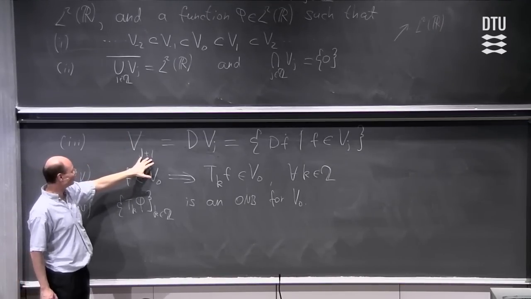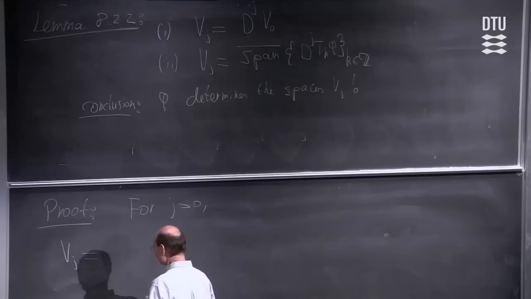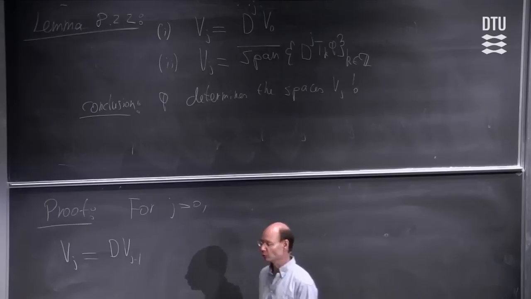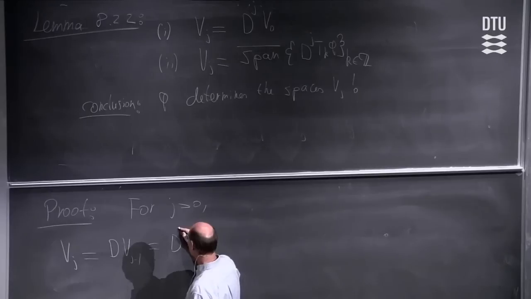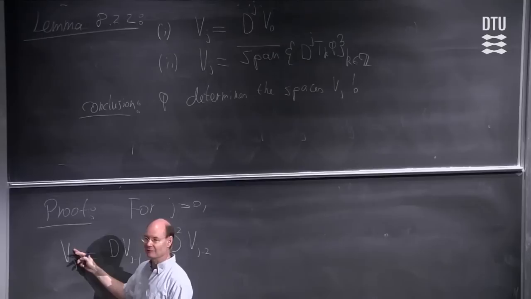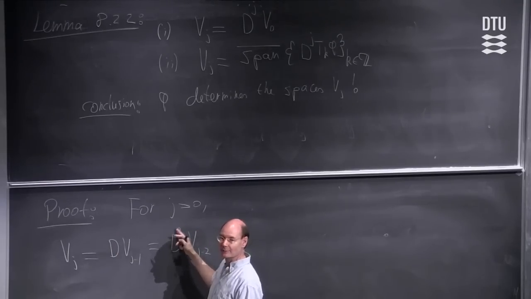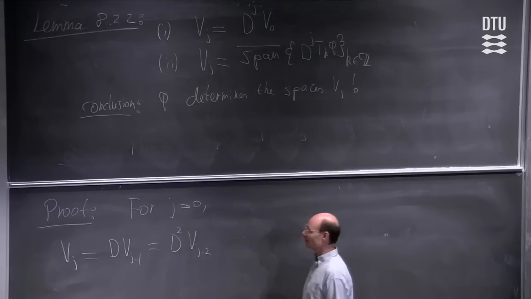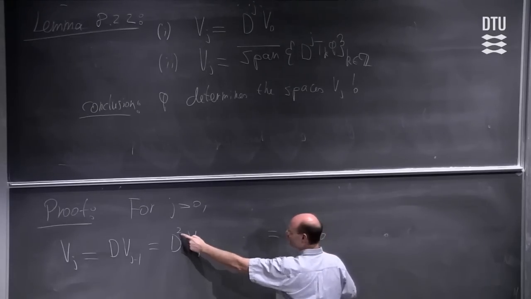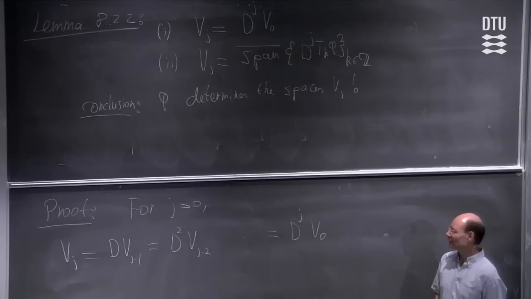Because this says that the space Vj plus 1 is equal to d applied to Vj. So if you use this, then we see that Vj is the same as the operator d acting on the space just before, namely Vj minus 1. But this is the same as d to the power 2 acting on the space Vj minus 2. So that means if you start with the space V5, for example, you'd say that this is the same as d applied to V4, which is the same as d to the power 2 applied to V3, and so on. And we simply do this a couple of times. And then at the end, this index has stepped down to 0. And then what we get on the top will be this. So this proves the first part of this statement.